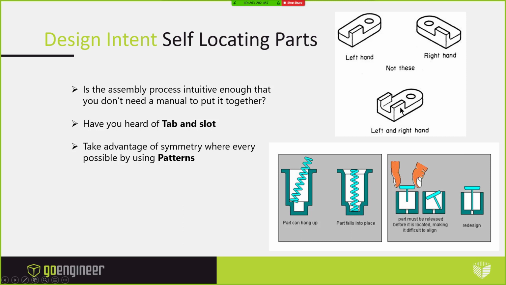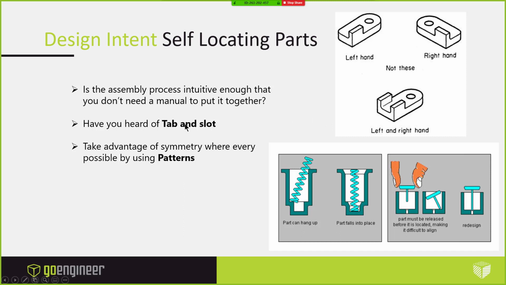Also, making symmetrical parts. So if you can get away with it, say you had the left hand and right hand side, I think this is a little bit self-explanatory. It might be ideal if you can make one part, and that goes back to maintaining one thing on your shelf instead of having multiple items on your shelf.